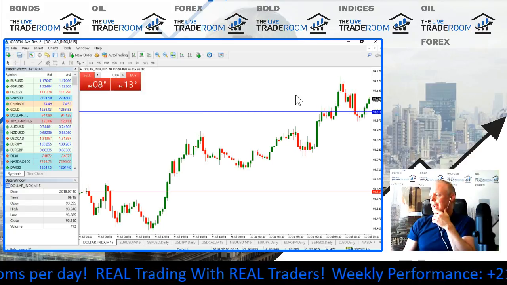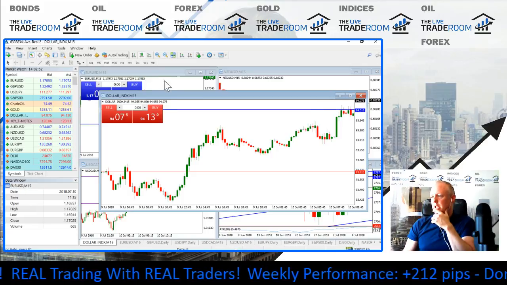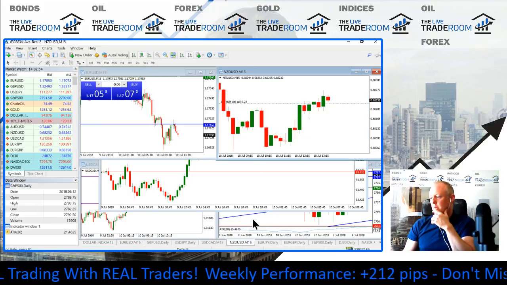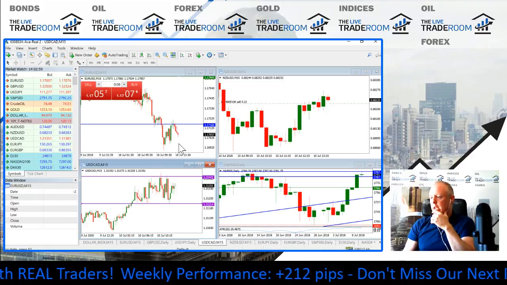Okay, so that's the dollar index then. And what we'll do, we'll just monitor these four markets for now, because we've got a mirror image really with the euro dollar.